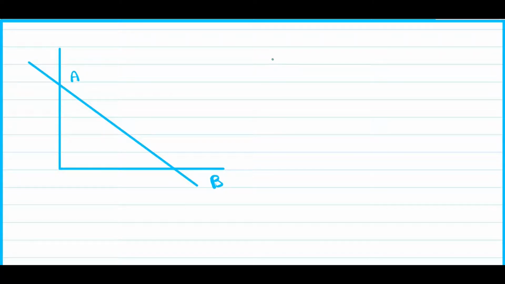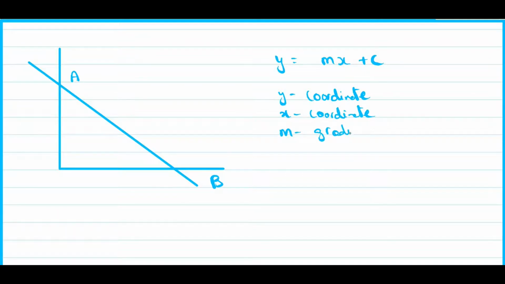Now first of all, what I need to tell you is that the formula is y is equals to mx plus c. Y basically refers to the y coordinate, x refers to the x coordinate, m refers to your gradient, which we have covered in the previous lectures, and the new thing over here is c. C refers to your y-intercept. In this case, your y-intercept would be this line which is intersecting with your y-axis.